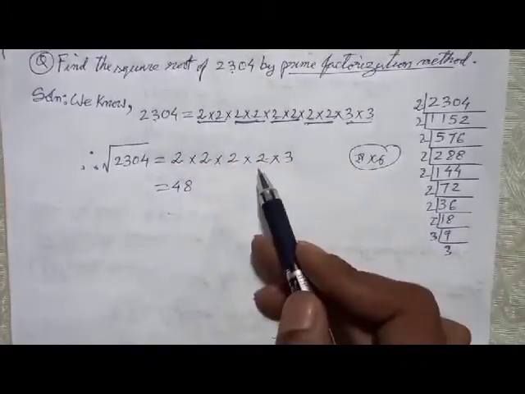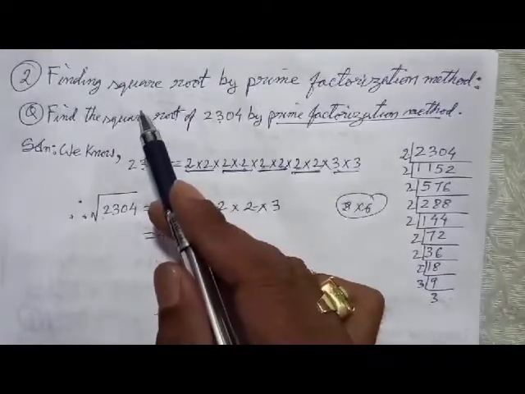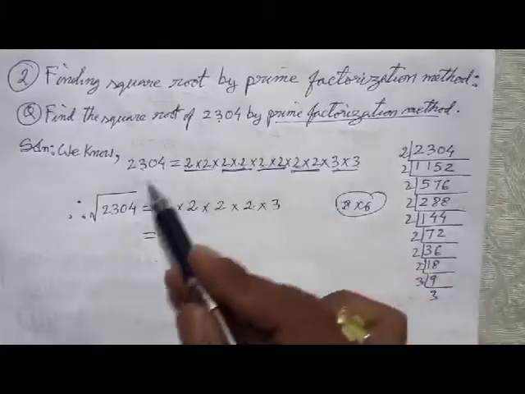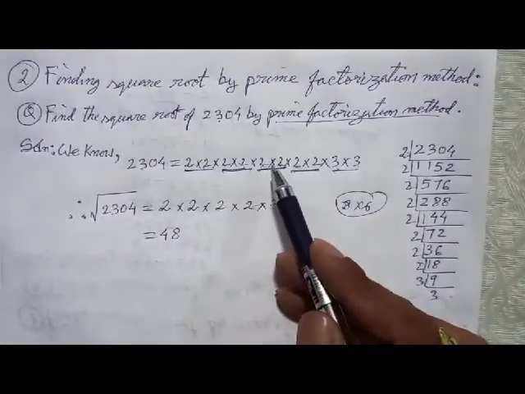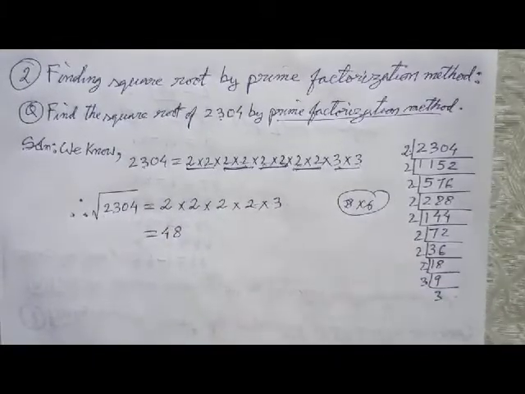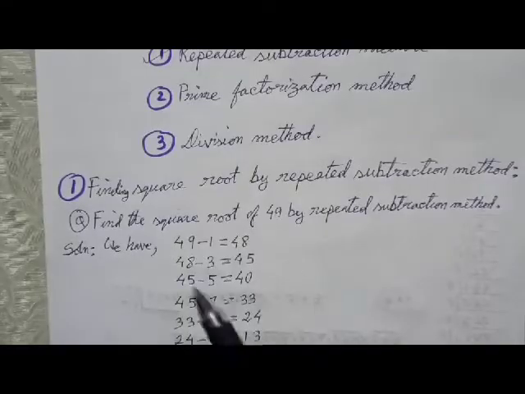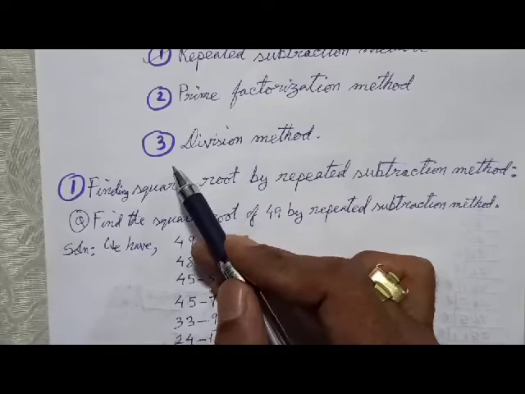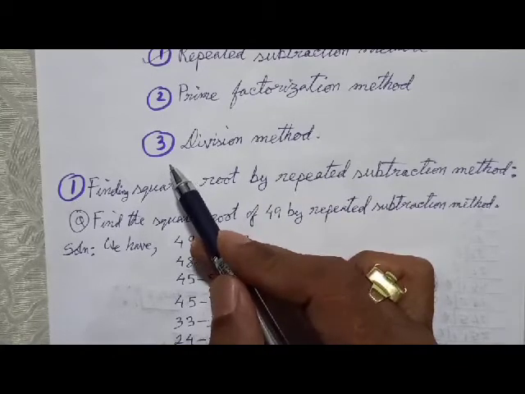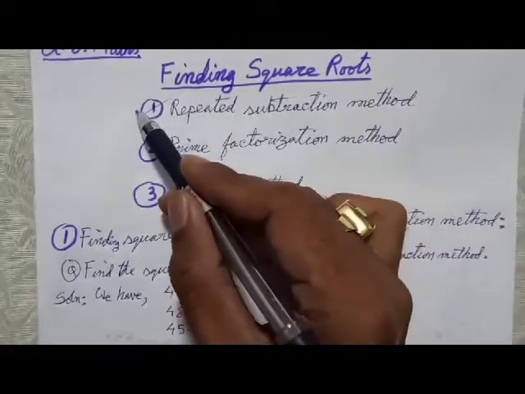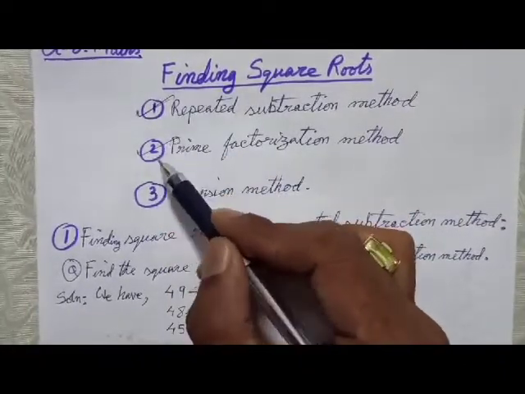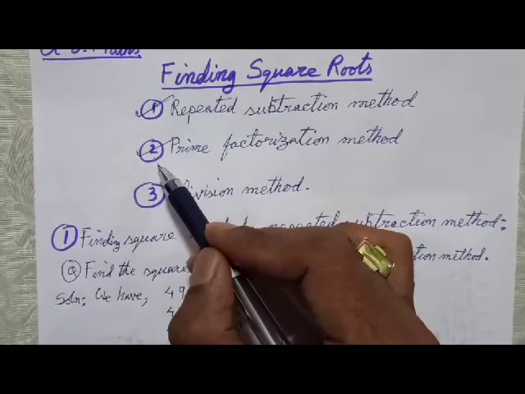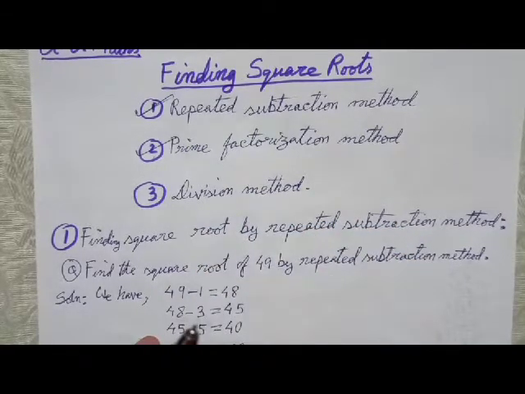And this method is called finding square root by prime factorization method. So this method here we are using is prime factorization method. And this third method of finding square root, let us do this afterwards. Now let us learn this first method and the second method. These two methods we are going to apply in the next exercise.